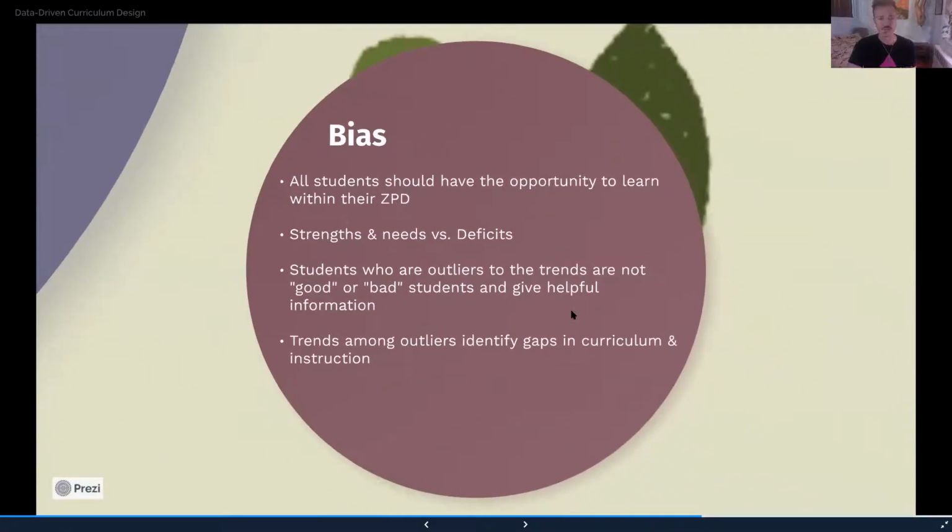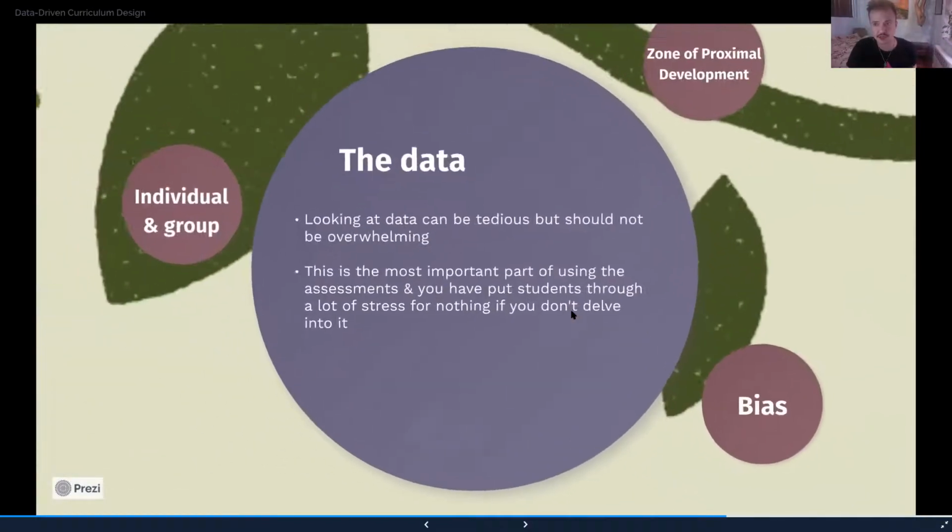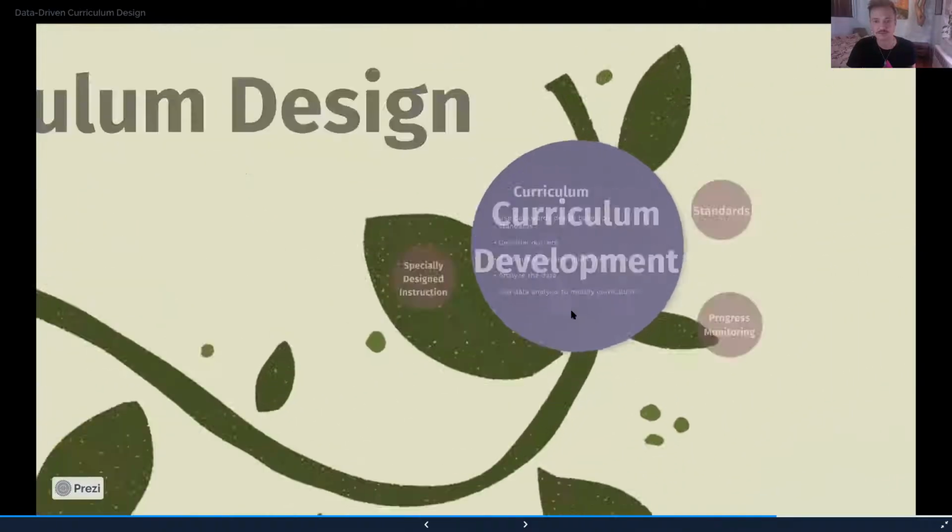You should also be aware of bias in looking at this. All students have the right to learn within their zone of proximal development. So you should be looking at this in a strengths and needs model instead of a deficit model. You should not be looking at this as good and bad students. You're going to have your group that are kind of at the standard level, and you're going to have students who are outliers. Those outliers are going to really help you in designing the range and scope of your instruction and creating your specially designed instruction.